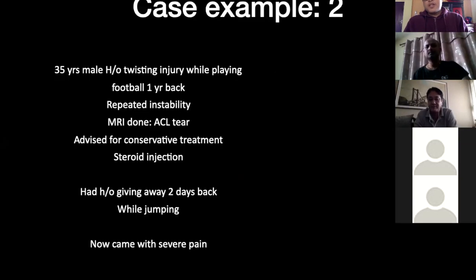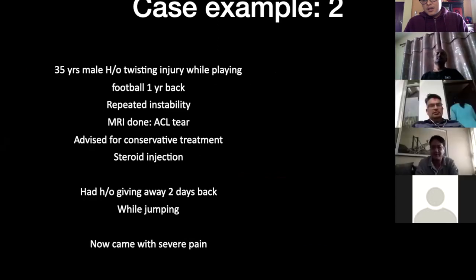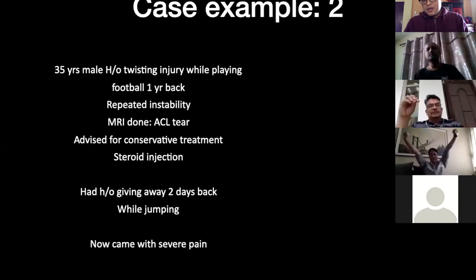Yes, I agree. Can I just add that there are classical features of inflammation: dolor, and so on. If you have the features of inflammation, probably this is an angry knee.